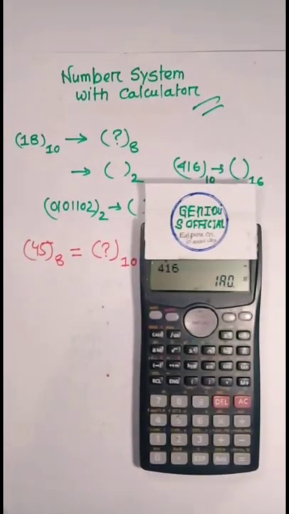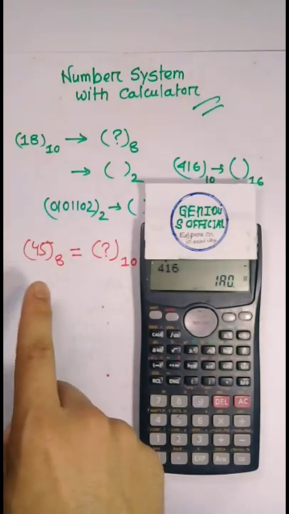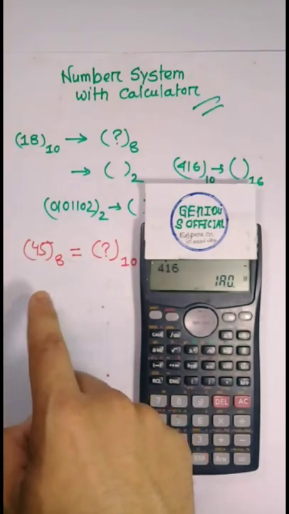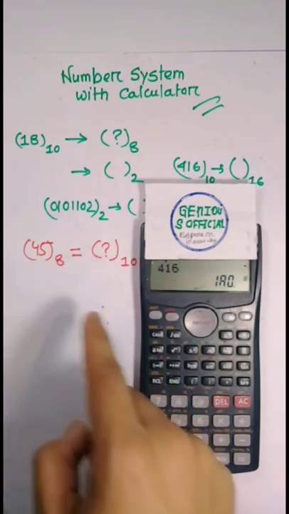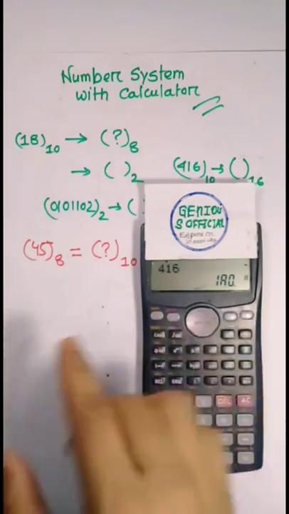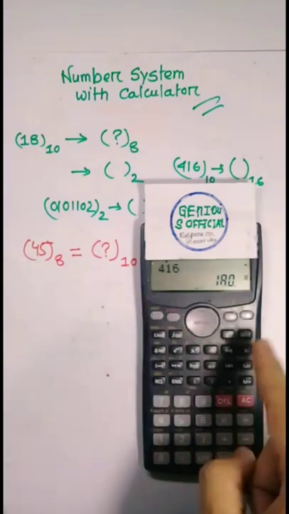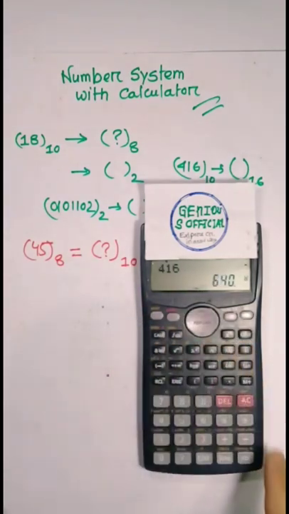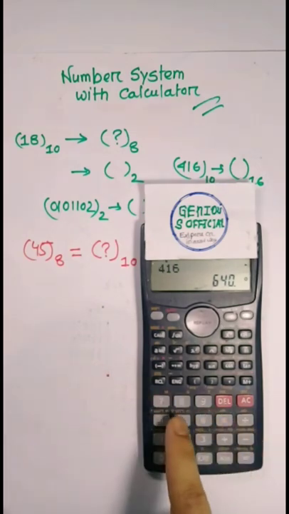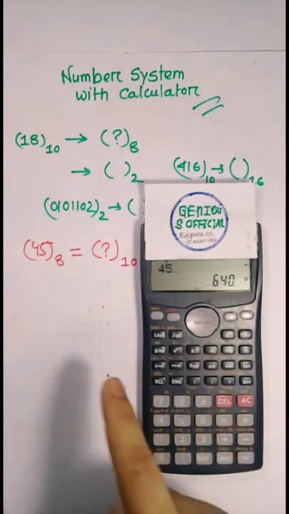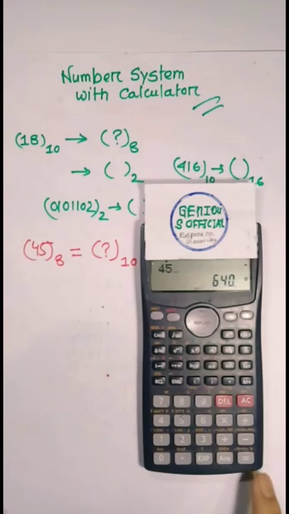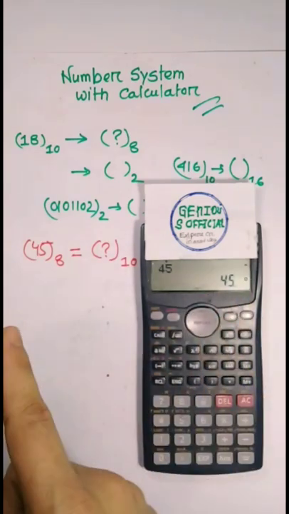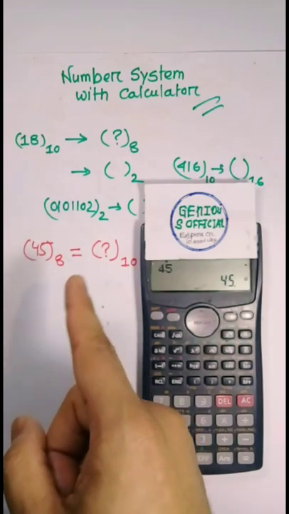Now you can see another example. This is 45 in base 8, so it indicates an octal number. It will be converted into a decimal number. So first we determine the octal mode. Tap OCT for octal, and the input is 45. We tap enter 45, then equal. It is octal mode, 45. Then it will be converted into a decimal number.